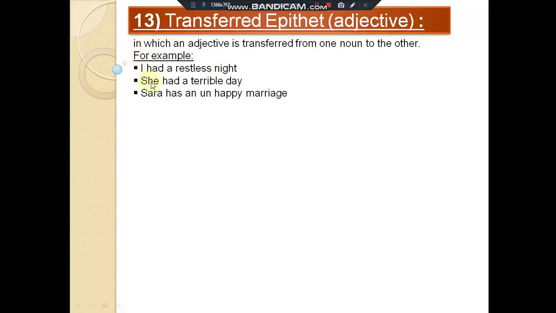Got it? She had a terrible day. Who faced this terrible aspect? Obviously she. But this adjective is transferred to another noun, that is day. Sarah has an unhappy marriage. Who was unhappy? Basically Sarah was unhappy. But this adjective unhappy is associated with marriage. It means that one adjective is used with another noun.